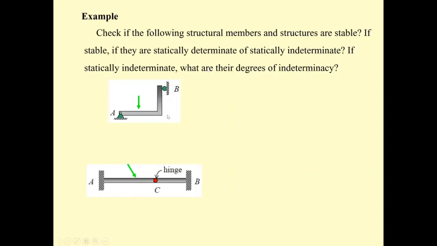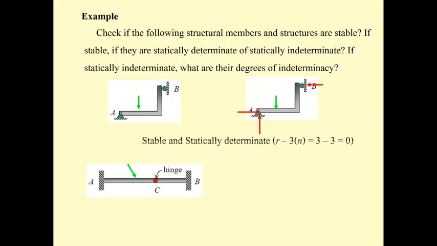Let's consider the frame AB. A is a pin, B is a roller. This frame is going to have 3 reactions, so R is equal to 3. And the number of equations of equilibrium is 3 times 1 free body diagram. So R is equal to 3n. This is a stable and statically determinate frame.